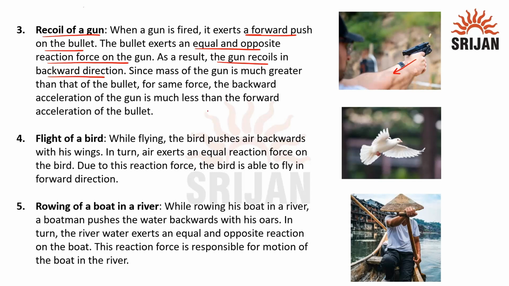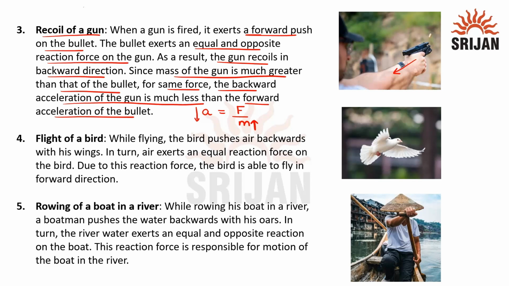Now we know that acceleration is equal to force divided by mass. Since the mass of the gun is much greater than that of the bullet, for the same force, the backward acceleration of the gun is much less than the forward acceleration of the bullet. As we know, if mass is more, the acceleration is less.